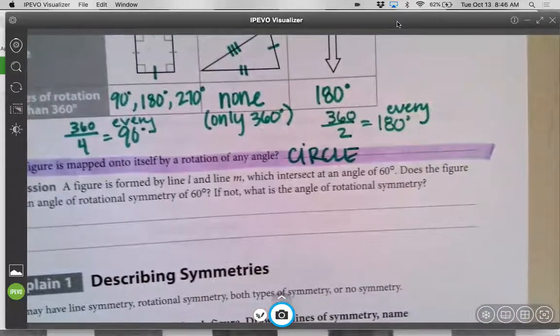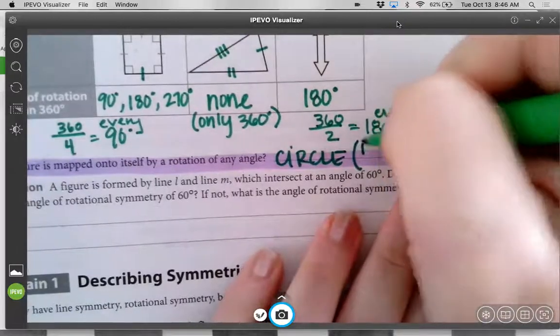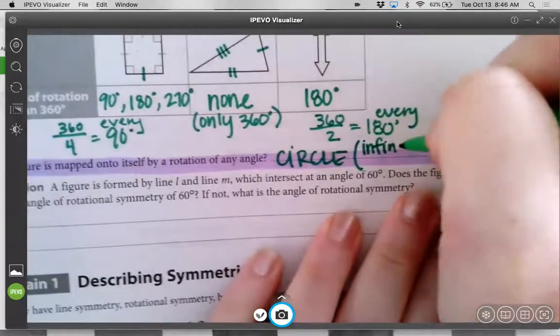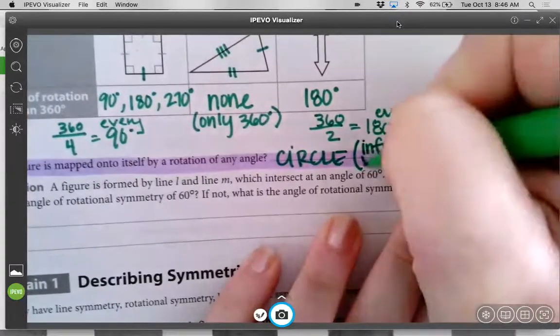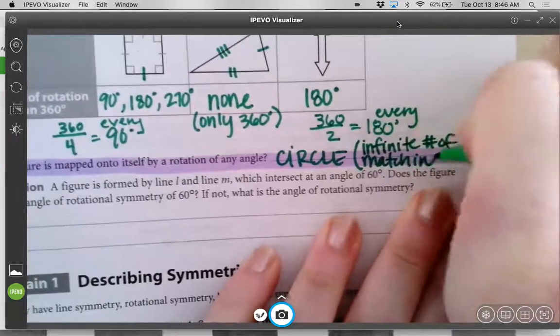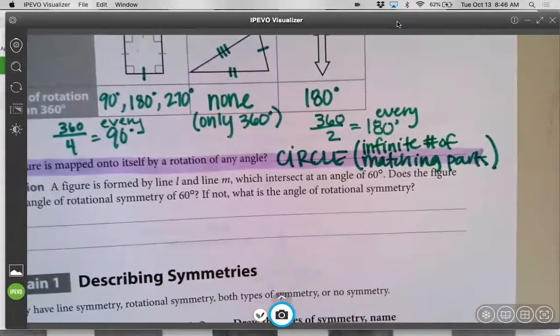And the reason that that works for a circle is because it has an infinite number of matching parts. So we're going to put infinite, I-N-F-I-N-I-T-E, infinite number of matching parts. All a circle is, it is the set of points that are all the exact same distance from the center of the circle. And so it's just the same distance all the way around that circle, or all the way around the center, I guess.